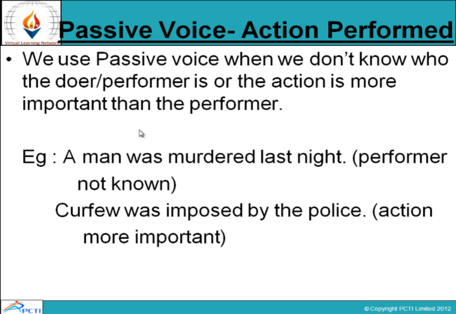A man was murdered. Who did it? We have no idea. So we can't possibly say this sentence in active voice. Until the police finds the murderer, we will not know the name of the performer of this action of murdering. Hence, we have to use passive voice. A man was murdered last night.